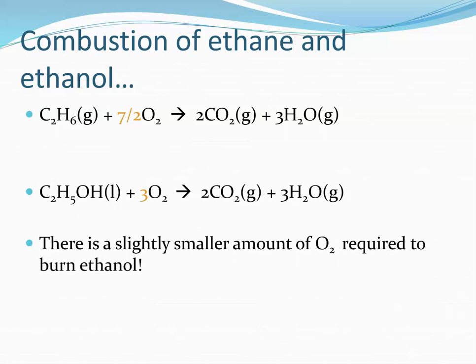Compare the reaction of ethane and ethanol with oxygen. See how the ethanol requires less oxygen to burn because it contains some oxygen in its molecular formula. This results in more complete combustion and therefore less carbon monoxide production.